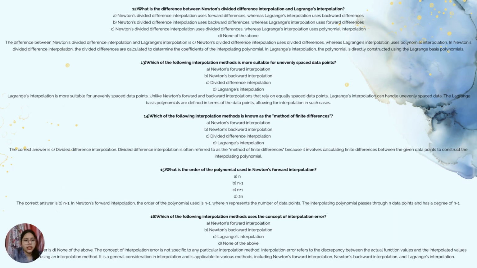Lagrange's interpolation is more suitable for unevenly spaced data points, unlike Newton's forward and backward interpolation, which rely on equally spaced data points.